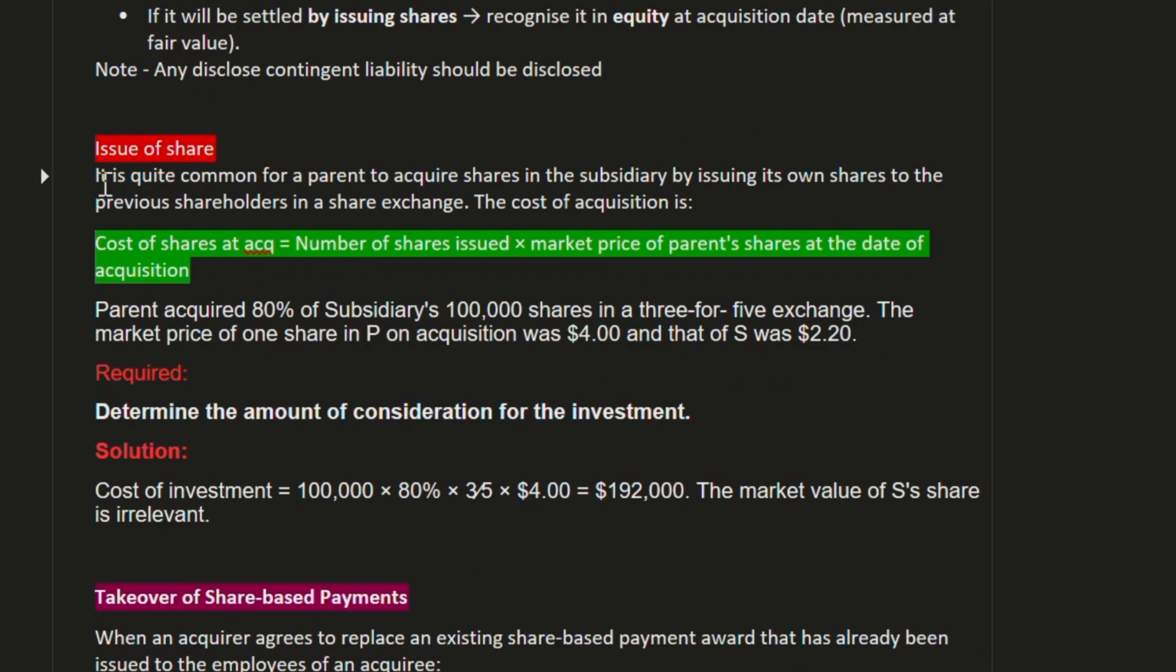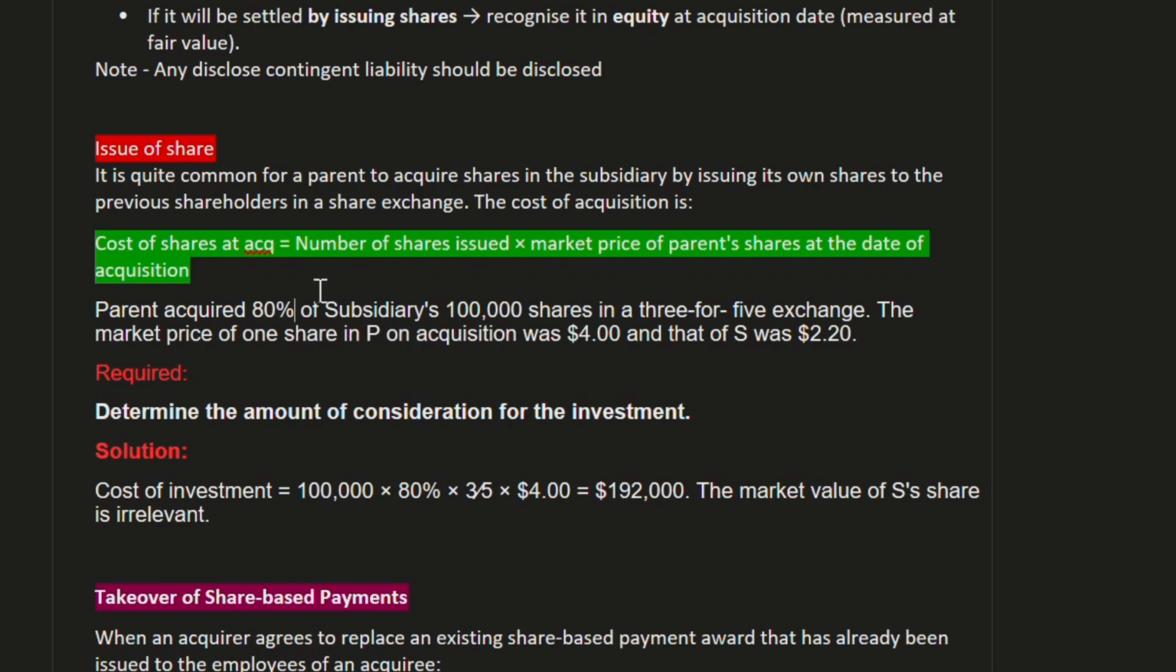Now, issue of shares. It is quite common for a parent to acquire shares in the subsidiary by issuing its own shares to the previous shareholders in a share exchange. The cost of acquisition is the cost of shares at acquisition, equal to the number of shares issued multiplied by the market price of the parent's share at the date of acquisition. So we need to take the price at the date of acquisition. This is an important point.